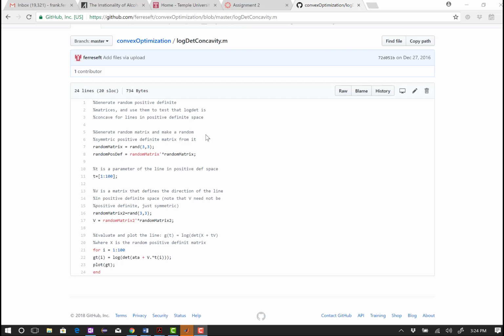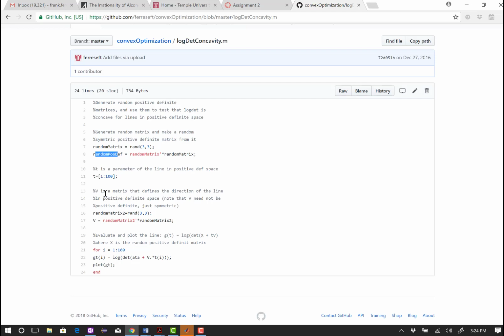So exactly what we showed analytically, we're going to do numerically now. The first thing I do is generate a random 3x3 matrix. You can change this and do it for any size you want. Then I make that a positive definite matrix by multiplying by its transpose on the left, so random matrix transpose times random matrix. I define the parameter t, which is going to allow me to move along a line in positive definite space.